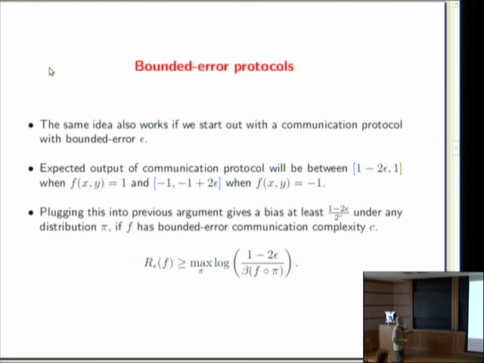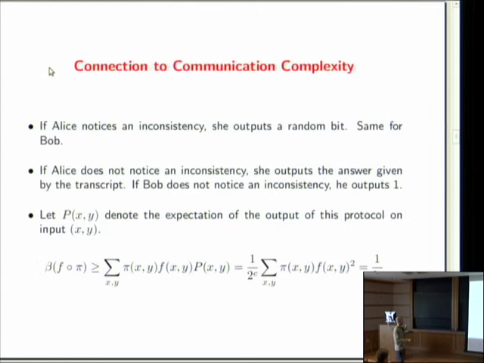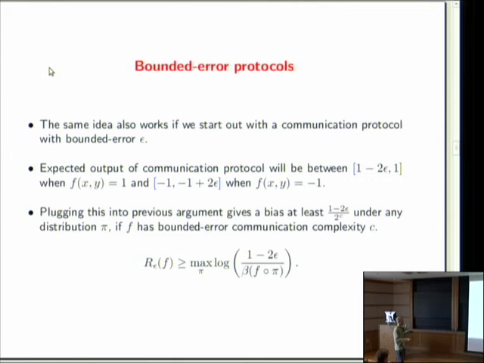Okay, so if we just plug that into what we had in the last slide, now with probability 1 over 2 to the c, instead of getting f of xy exactly, we'll just get at least 1 minus 2 epsilon times f of xy. So we're going to get correlation at least 1 minus 2 epsilon over 2 to the c.